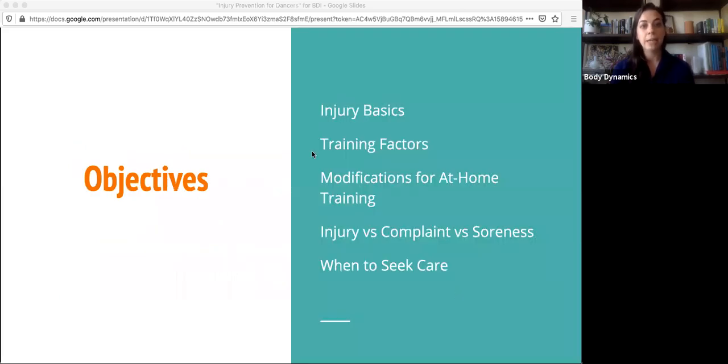So today, we're going to talk through some basics of what is injury, what influences injury. I know a lot of you are dancing at home since studios are closed right now, so we'll talk about how training might be different because of that. And then we'll discuss at the end what to do if you suspect you have an injury.